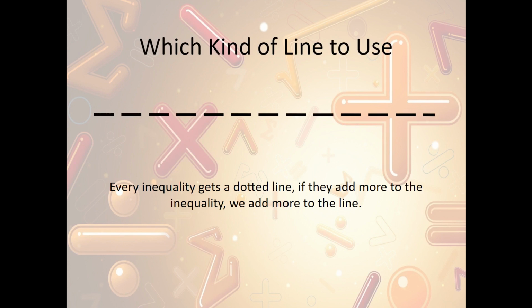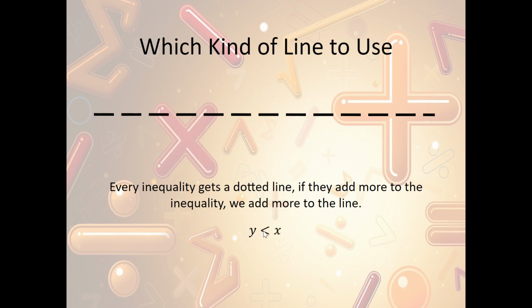So similar to before where we talked about the open circle versus closed circle, same thing here. Every inequality gets a dotted line or an open line. Notice there, it's open because there's little spaces in between. So every inequality gets an open line or a dotted line. If they add more to the inequality, we do too, meaning if they add the bar underneath, then we're going to add to it and make it a solid line.